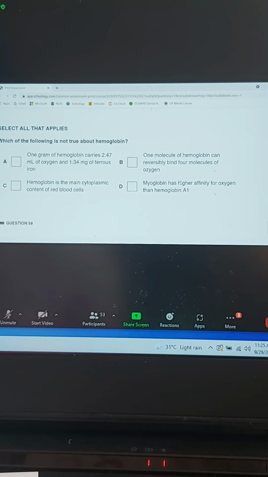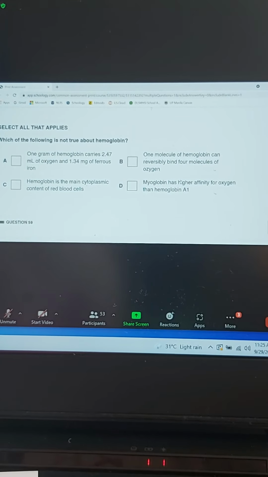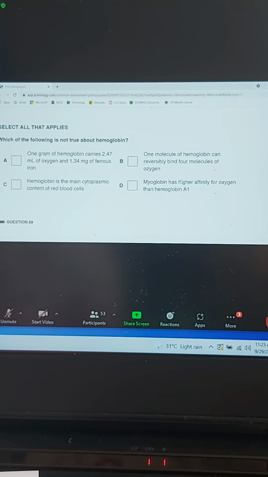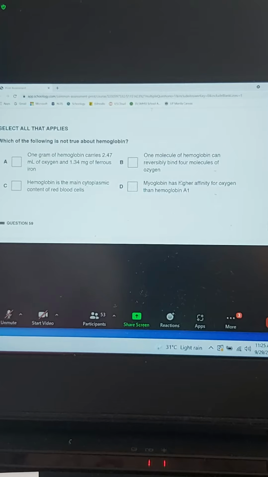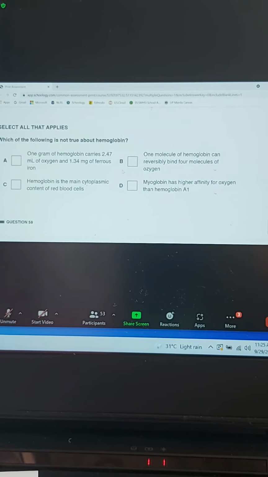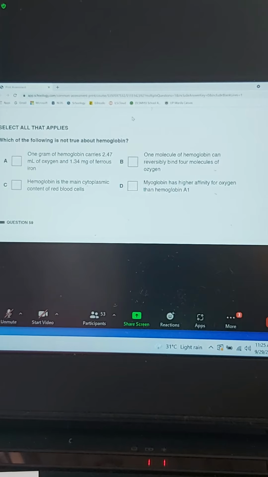Kung aalalahanin nyo, yung isang hemoglobin molecule, ilan ang kanyang globin chains? 4, di ba? And each globin chain, meron din tayong 4 na heme. So kada isang heme molecule, it can bind 1 oxygen molecule. So therefore, 1 molecule of hemoglobin can reversibly bind 4 molecules of oxygen. So tama si letter B.